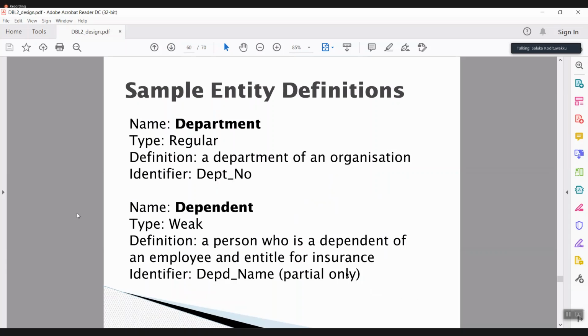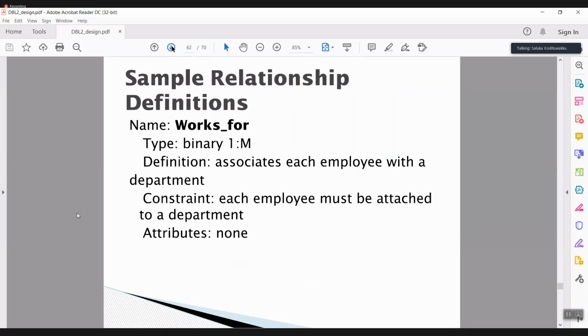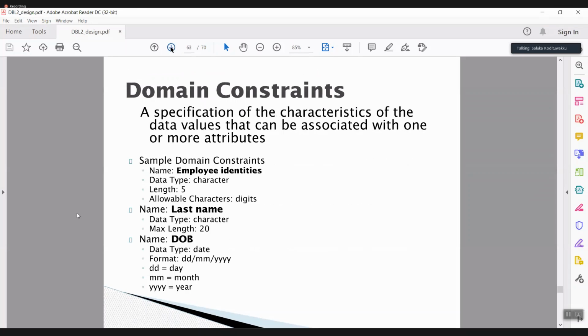This slide shows a sample definition of the entity. Department is a regular entity, and dependent is weak, then we have documentation. And here again, each attribute, domain, and component is described. And then the definition of the relationship, works for: it is a binary one-to-many, associating each employee with a department. Constraint: each employee must be attached to a department, no attributes, and so on.